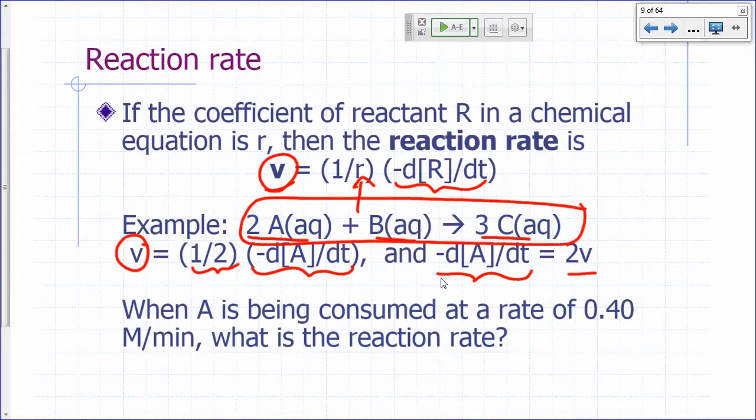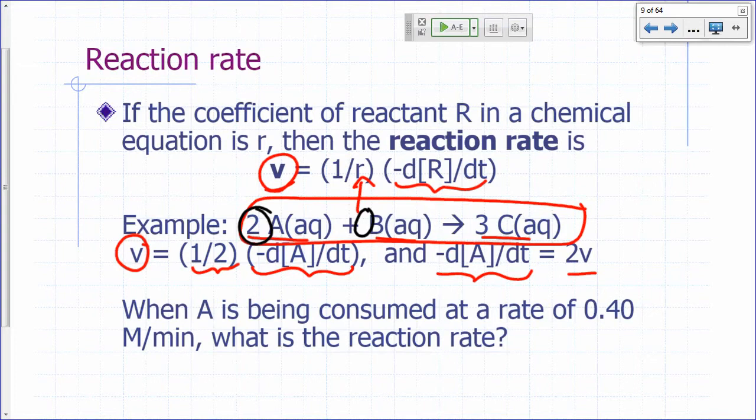Every time I lose 2 moles of A, I'm going to lose a mole of B, right? So if I'm losing 2 moles of A per liter per minute, then I'd only be losing 1 mole of B per liter per minute. So if I tell you what the rate of the reaction is, I have to tell you, am I referring to A or am I referring to B? I can't just say moles per liter per minute.